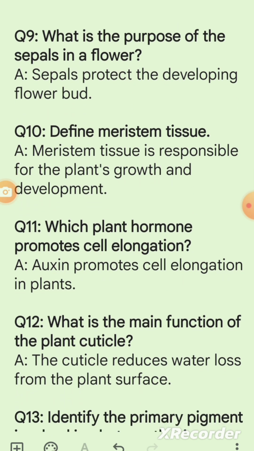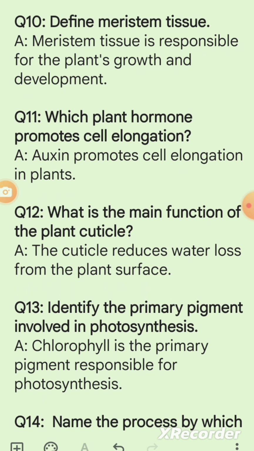Q11. Which plant hormone promotes cell elongation? A. Auxin promotes cell elongation in plants. Q12. What is the main function of the plant cuticle? A. The cuticle reduces water loss from the plant surface.